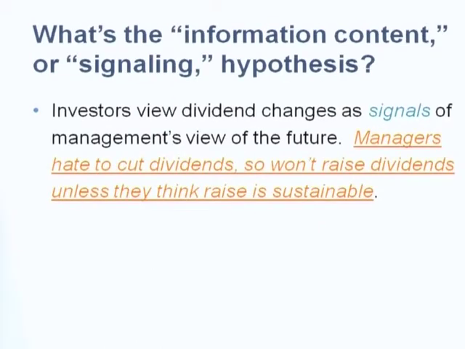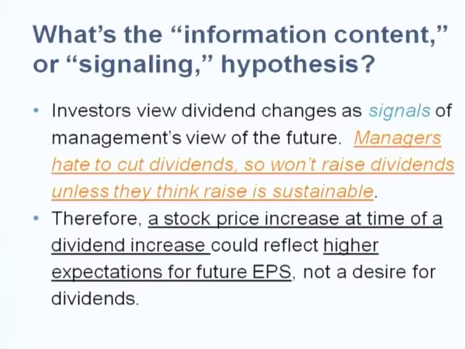What is the signaling hypothesis? Investors view dividend changes as signals of management's view of the future. Managers hate to cut dividends. If you're an income investor, you know managers hate to inform those investors that they will cut dividends. So they won't raise dividends unless they think the raise is sustainable. Therefore, the stock price increases at the time of a dividend increase. Why? Because managers believe they have the ability to sustain the higher dividend, so the market price will increase, because more income investors will jump in and buy the stock.